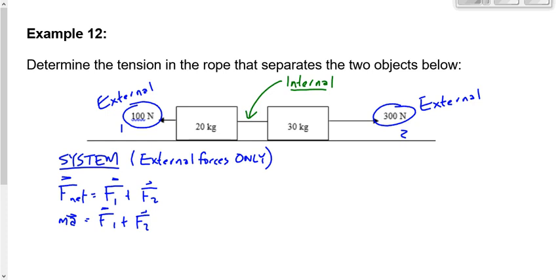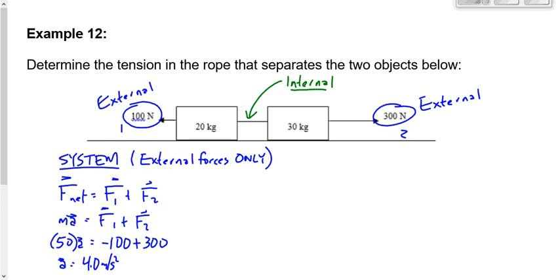And mass is going to be 50 kilograms because we're analyzing the system. Times A is equal to negative 100 plus 300. So A is equal to what? 200 divided by 50, which is 4.0 meters per second squared.